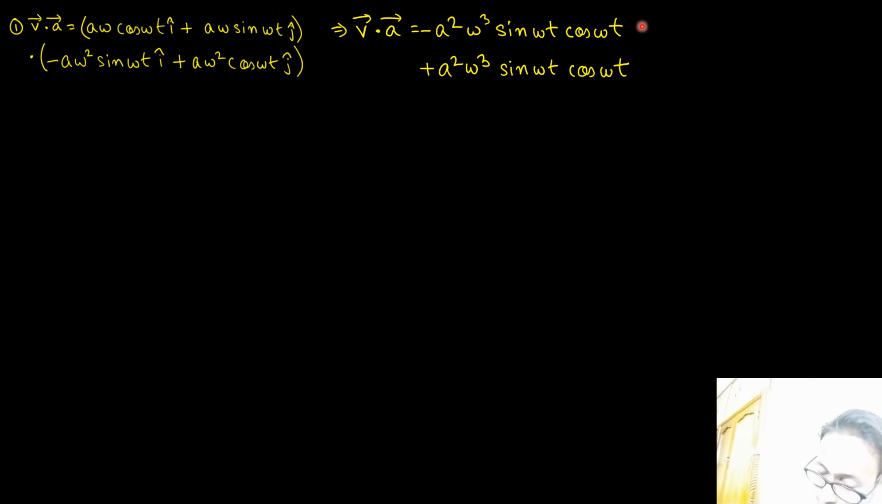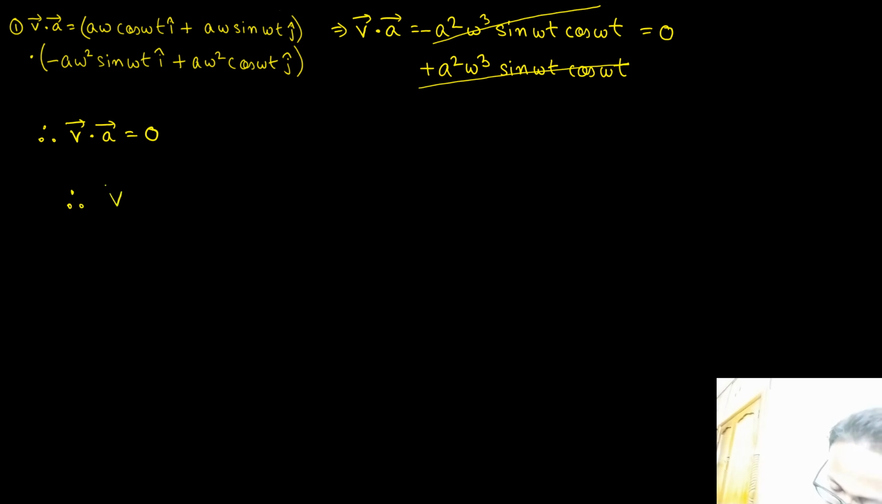Since this is a dot product, this is a scalar quantity and this is also a scalar quantity, and both these quantities are equal. One is with a minus sign, one is with a plus sign, so they'll cancel out to be 0. So v dot a is equal to 0. Therefore v dot a is equal to 0.